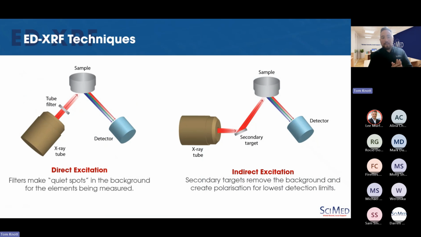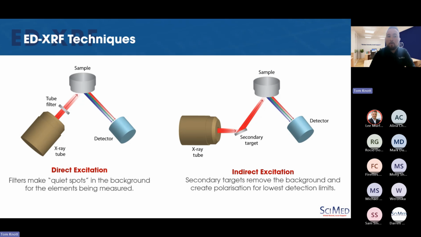You can split EDXRF, which stands for energy dispersive, i.e. you're distinguishing the different characteristic X-rays based on their characteristic energies, and you can split it into two families from the instrumentation point of view. You either have those that are direct excitation, whereby it's a very simple geometry of X-rays in, excitation of the sample, X-rays out straight to the detector with no other pathways or interactions going on in between.